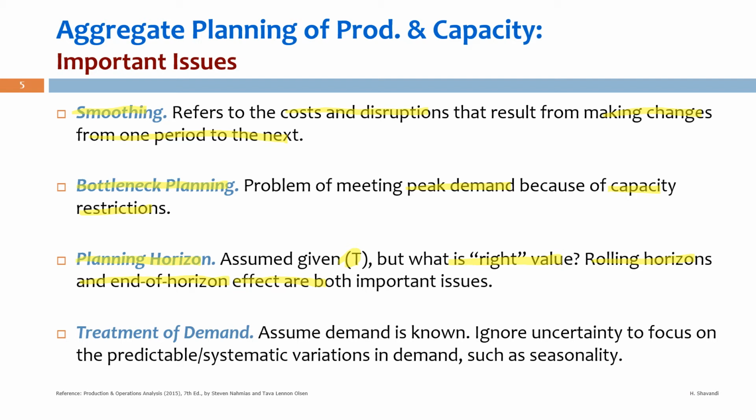And the fourth issue here is the treatment of demand. In aggregate planning, we're not going to consider uncertain demand. So here we are going to assume demand is known. We ignore uncertainty, and then we will focus on the predictable or systematic variations in demand, such as seasonality. Okay.